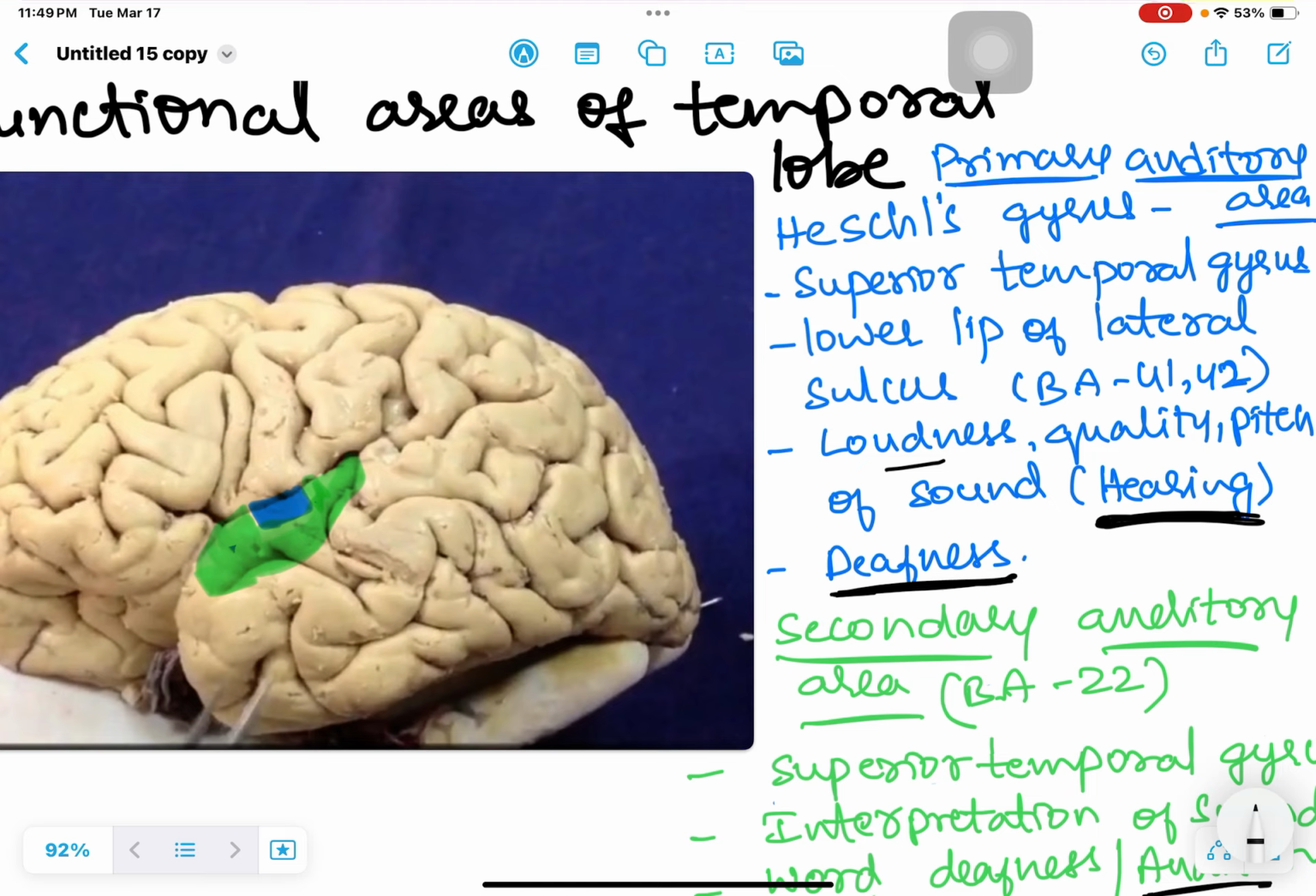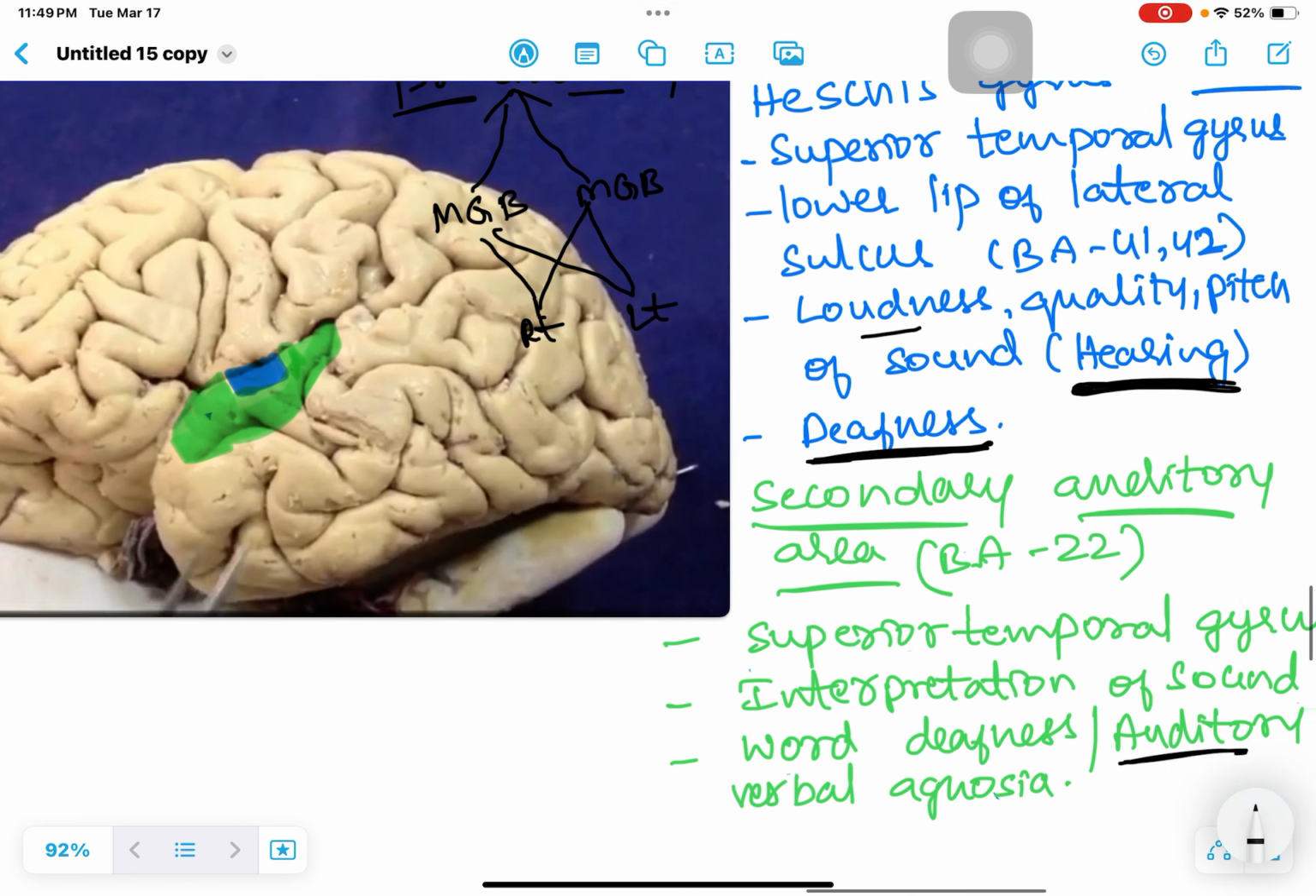Though the deafness is very mild, because the primary auditory area receives cochlear fibers from both sides, from the right side as well as the left side, from the medial geniculate body. So cochlear fibers go to both sides. From the right they go to left and right, as well as from the left they go to right and left. That's why, from the medial geniculate body, the auditory cortex receives from both sides. So if one side is damaged, there is not much deafness actually.